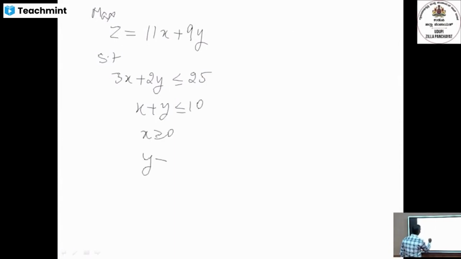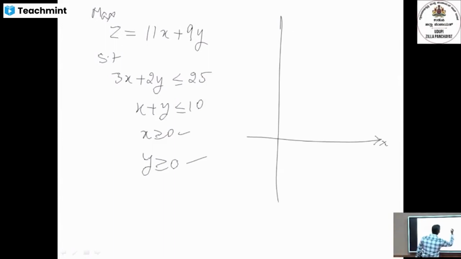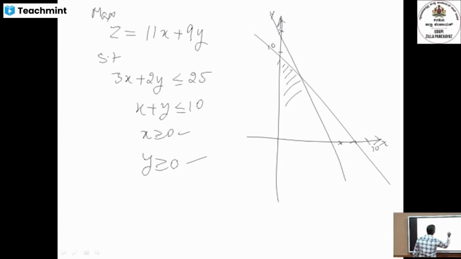If you draw the graph, x axis, y axis, x greater than or equal to 0 and y greater than or equal to 0, first quadrant obtained. Okay, x plus y less than or equal to 10, so that is a straight line with intercept 10. Then 3x plus 2y less than or equal to 25: when x is 0, y is 12.5, somewhere here, and when y is 0, x is 8.3, somewhere here. So these two will intersect, and this is the solution region.